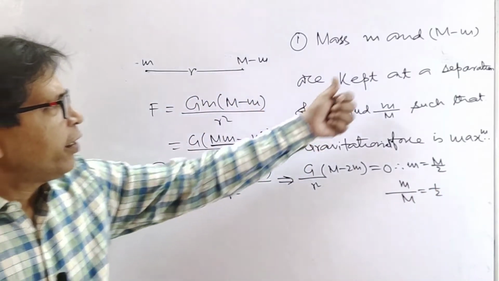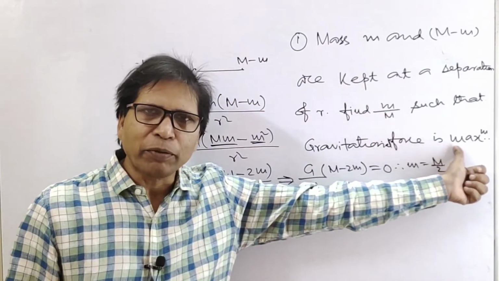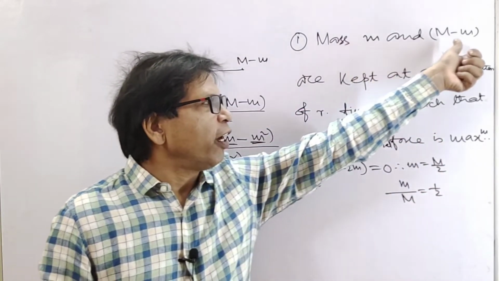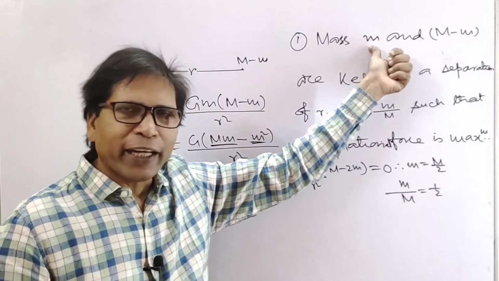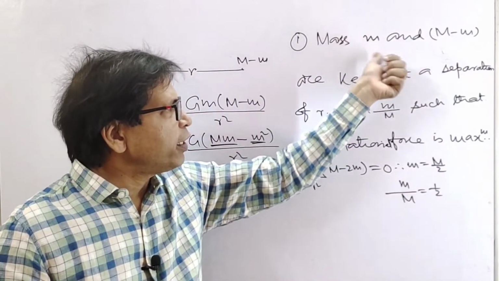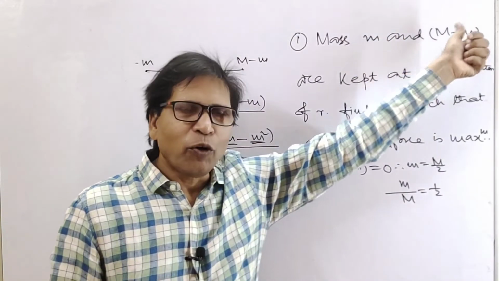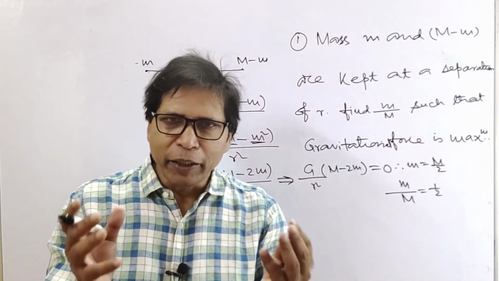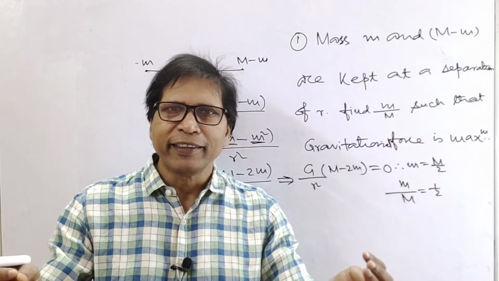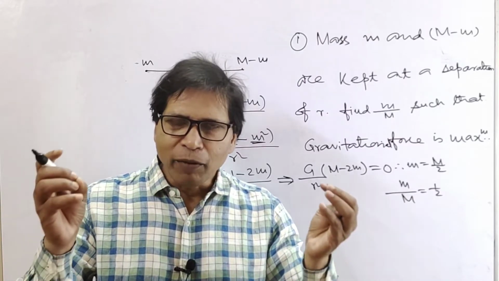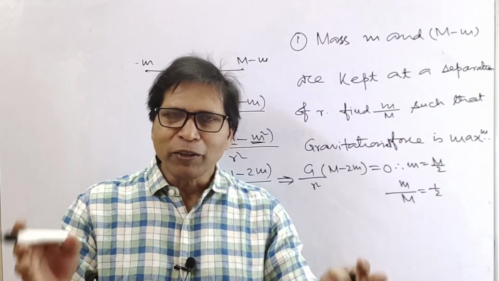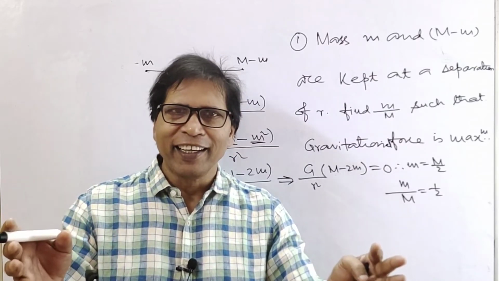So the force of attraction becomes maximum when the masses of the two parts are equal. As small m equals M by 2, this is capital M by 2 and this is also capital M by 2. So if a mass is divided into two parts such that the force of attraction becomes maximum, the masses should be identical.